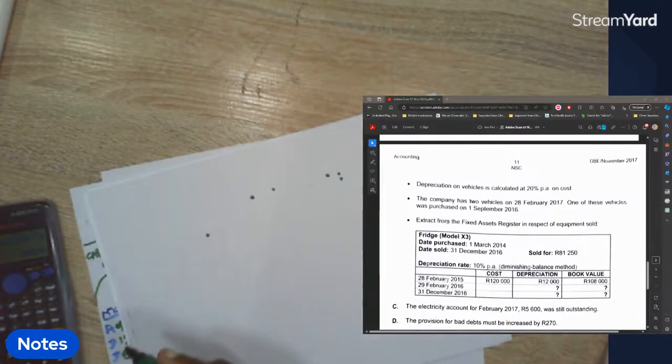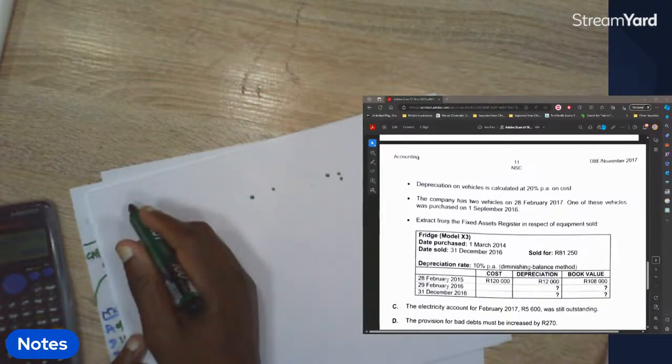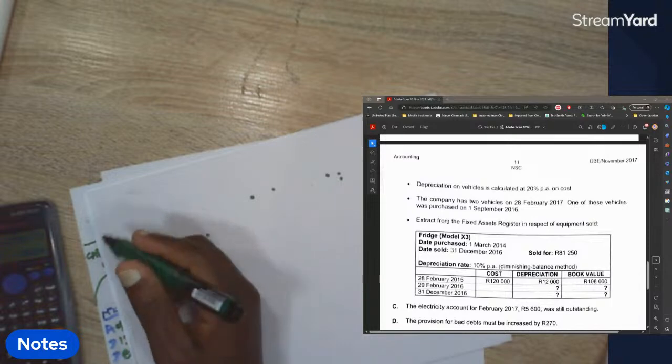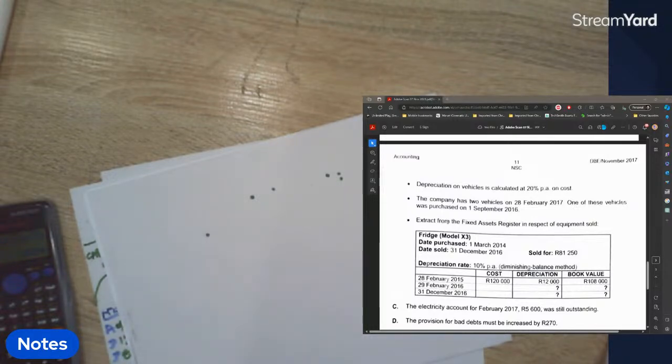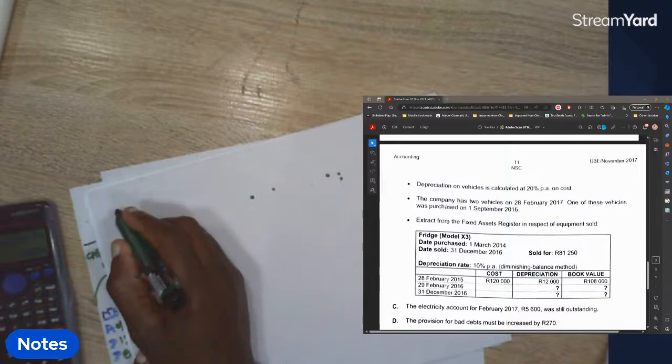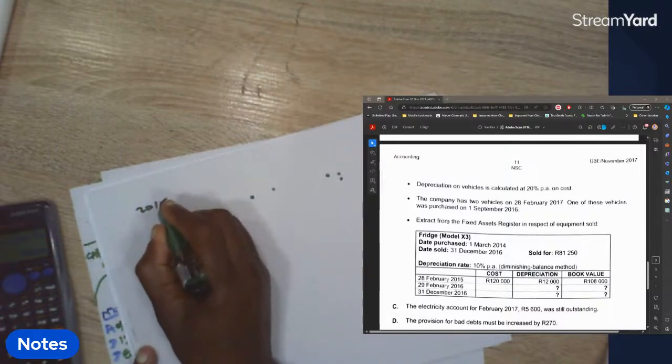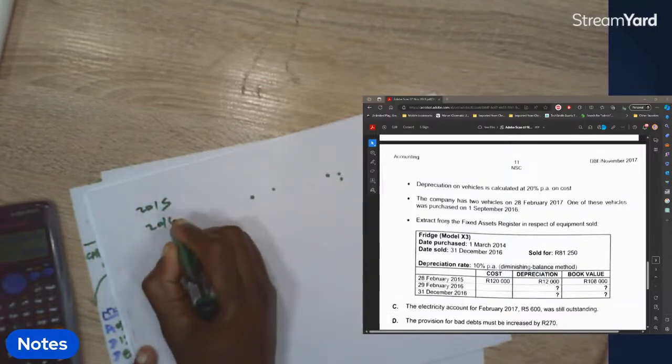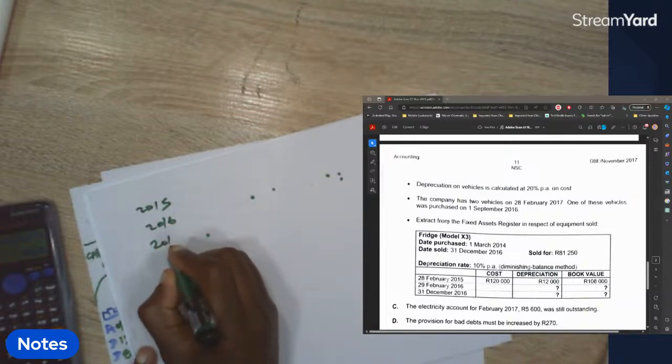Yes, sure. So there's this table here, an extract from a fixed asset register. Remember, we said the fixed asset register is a register where we record all the fixed assets. What we record there is the additions of fixed assets, disposals, depreciation, and how we calculate our depreciation. So we have a table, as you see, for 2015, 2016, as well as December 2016, right?